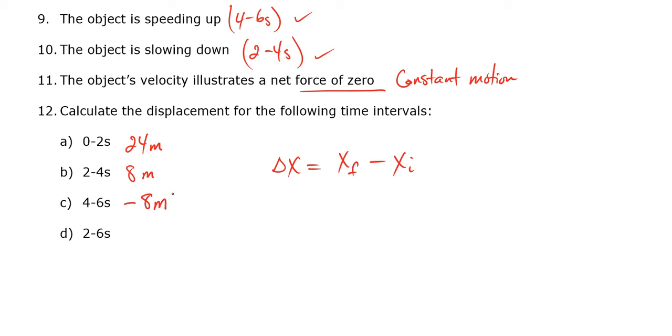Okay, and that makes between 2 and 6 just, you actually started at 24 meters and then you ended up at 24 meters. So your position is the same. Your final minus initial is 0.